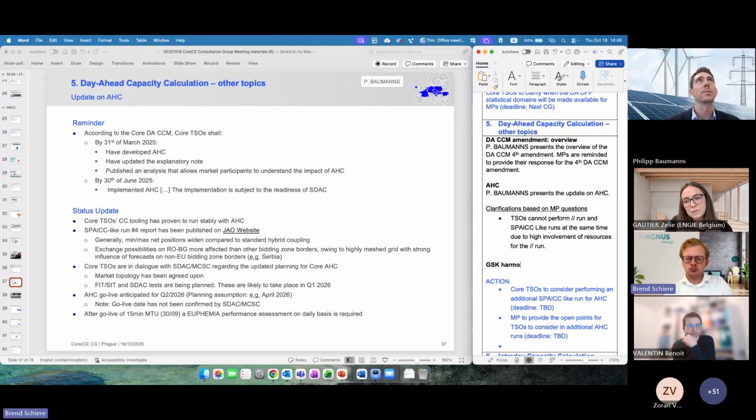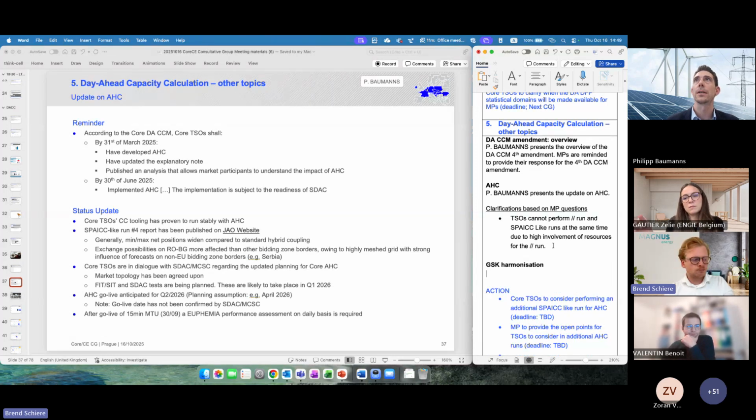Basically, the outcomes of the GLSK studies are that the country GLSK will be the reference GLSK for all TSOs. Individual GLSKs will still be allowed, but they will have to be measured against this standard GLSK and have to prove to be better.